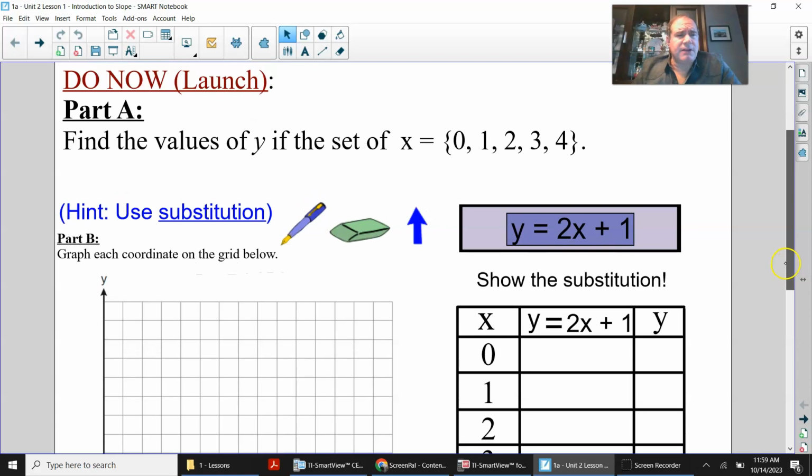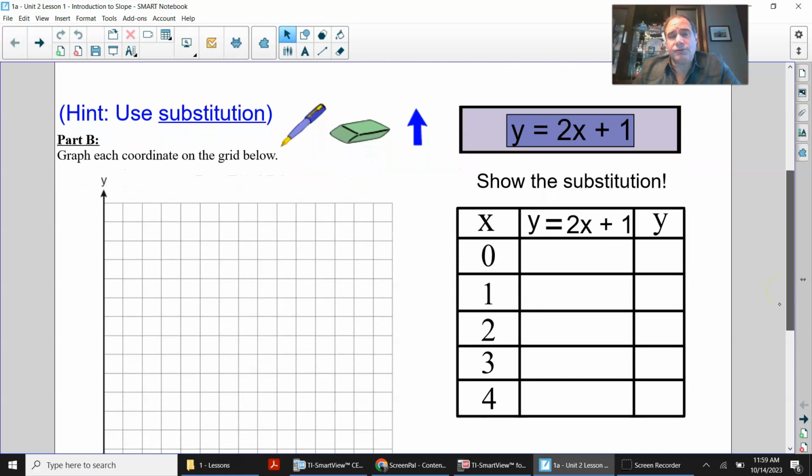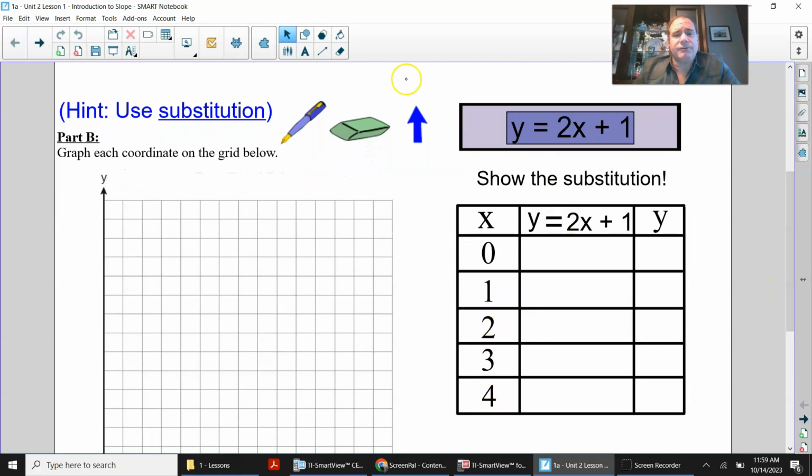And we're going to go down to the do now, and it says find the values of y if the set is x equals 0, 1, 2, 3, 4. I already put the 1, 2, 3, 4 in the x set right here for you. All we're really going to do is substitute into the equation here. So we have y equals, and then 2 times 0. And anytime you substitute, you can just put parentheses around the number that you're substituting for multiplication. 2 times 0 is 0, and plus 1 is 1.